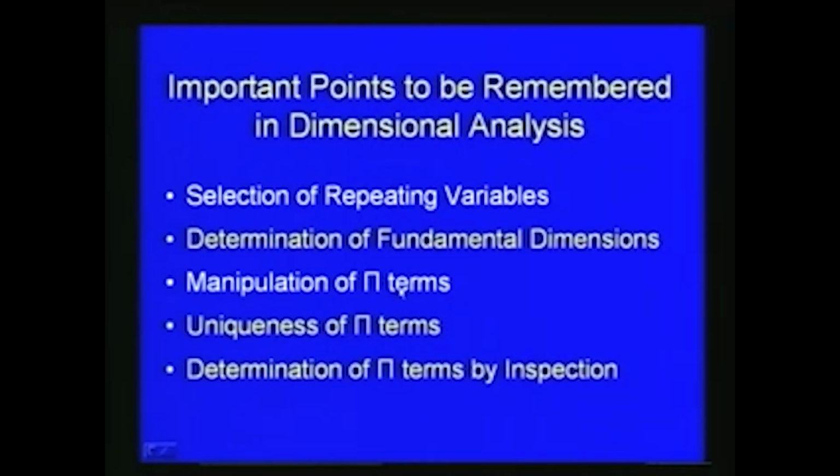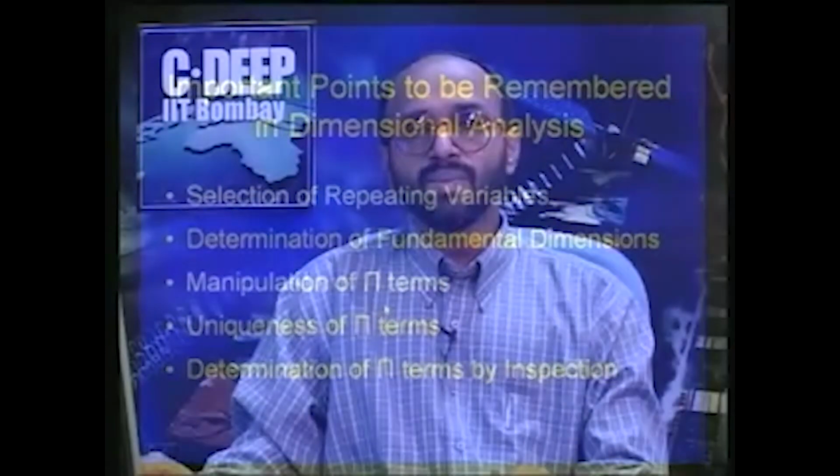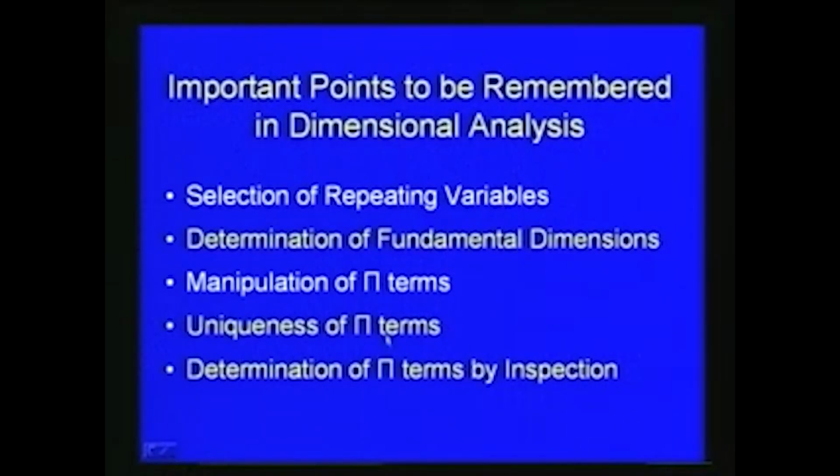So, we have seen how we form each pi term. In the dimensional analysis, we may have to manipulate these pi terms, and then uniqueness of pi terms. So, with respect to the analysis, we have to test whether the pi terms which we are using are unique in nature, and then determination of pi terms by inspection. So, these are the important points to be remembered in dimensional analysis using the Buckingham pi theorem.